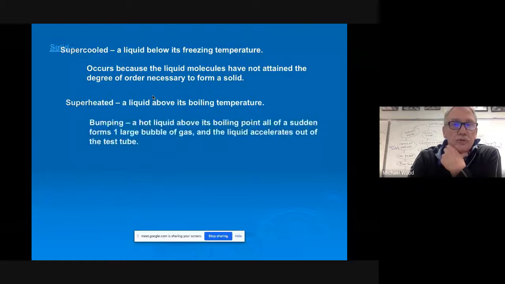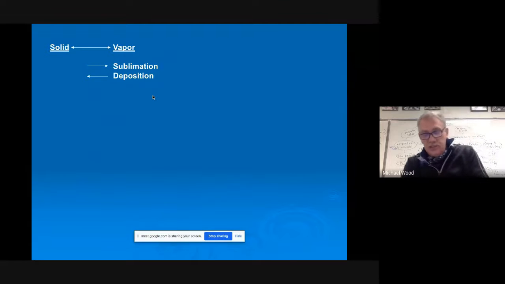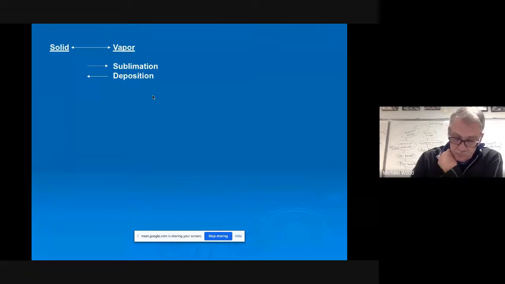Okay, I'm just going to go through this. Something just to know are the definitions. Solid to vapor is sublimation, and vapor to solid is deposition. A great example of sublimation is dry ice. Dry ice goes straight from a solid, skips the liquid phase, and goes straight to vapor.